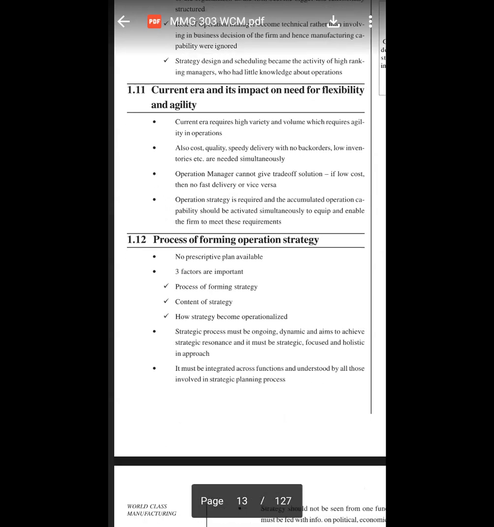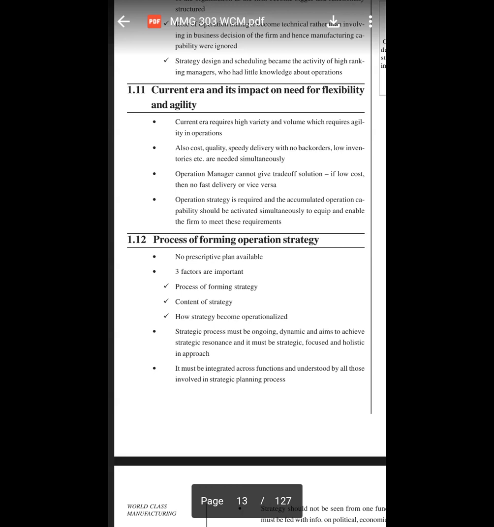Okay, now the current area and the impact on the need for flexibility and agility. The current area requires a high variety of volume, which requires agility in operation. Also cost, quality, speedy delivery, no back orders, and low investment are needed simultaneously. Operation management cannot give a trade-off solution: if low cost, then no fast variety delivery, and vice versa.